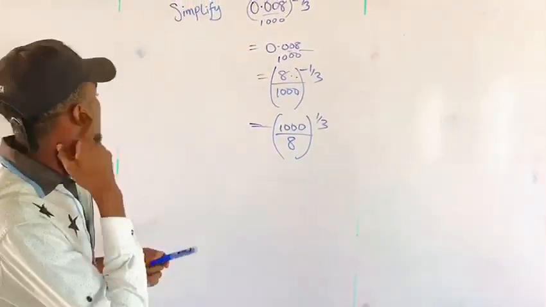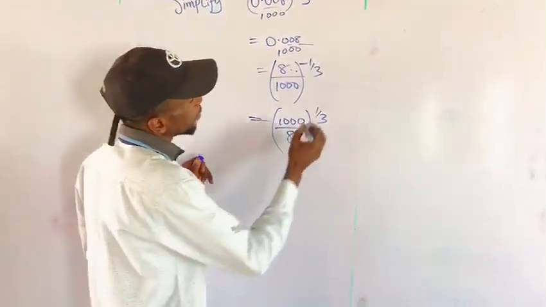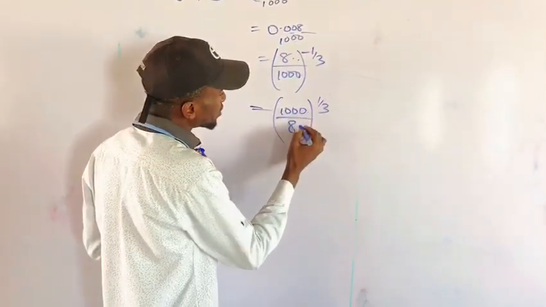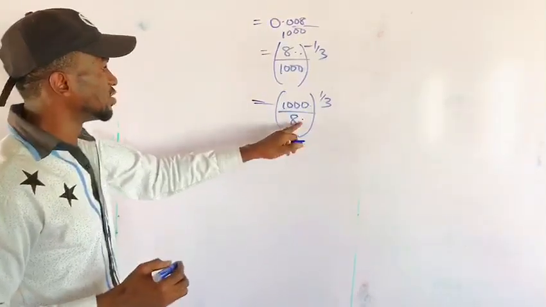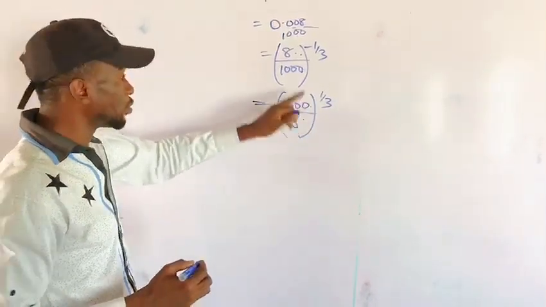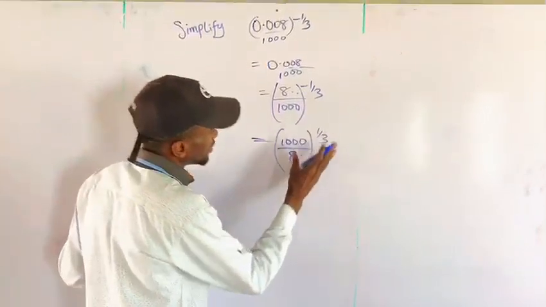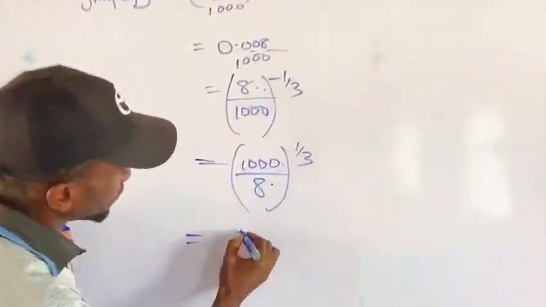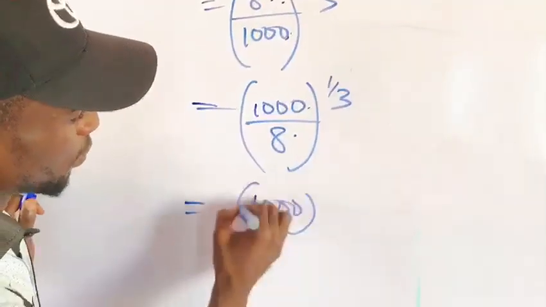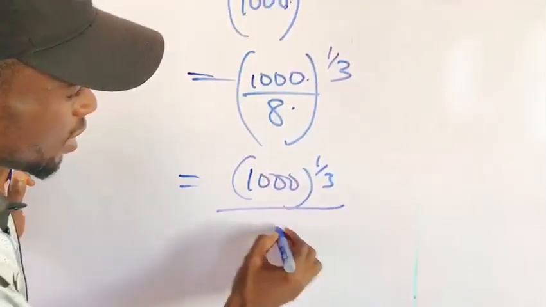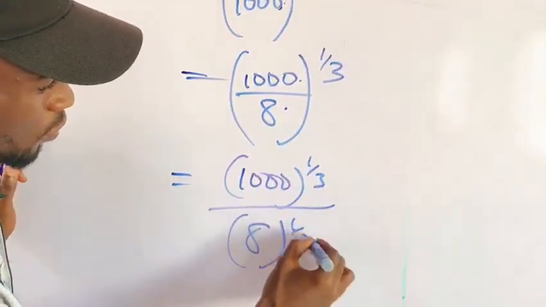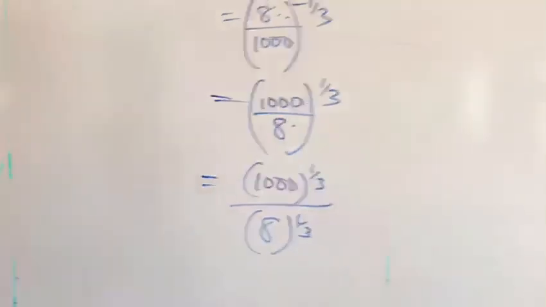Alright, so now take note. This 1 over 3 is for both of them, the 1000 and the 8. It's not just for one of them, it's for both. So let's give everybody their 1 over 3. This is equal to what? 1000 raised to the power of 1 over 3 over 8 raised to the power of 1 over 3. This is what we are having.